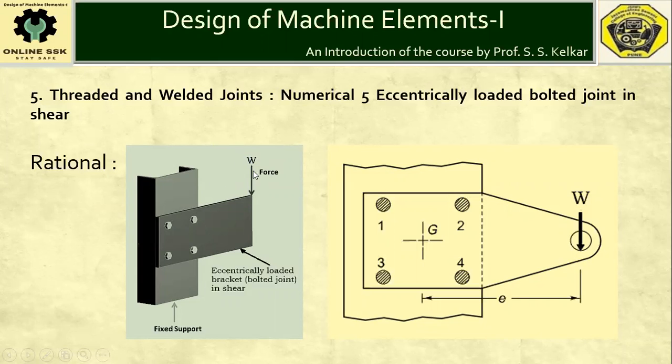This externally applied force is called an eccentric force because the line of action of the force is not passing through the CG of the bolted system. By mere inspection, due to symmetry, one can locate the CG, and the line of action of the applied force is not passing through the CG, rather it is eccentric by eccentricity e. Therefore, it is a case of an eccentrically loaded bolted joint in shear.